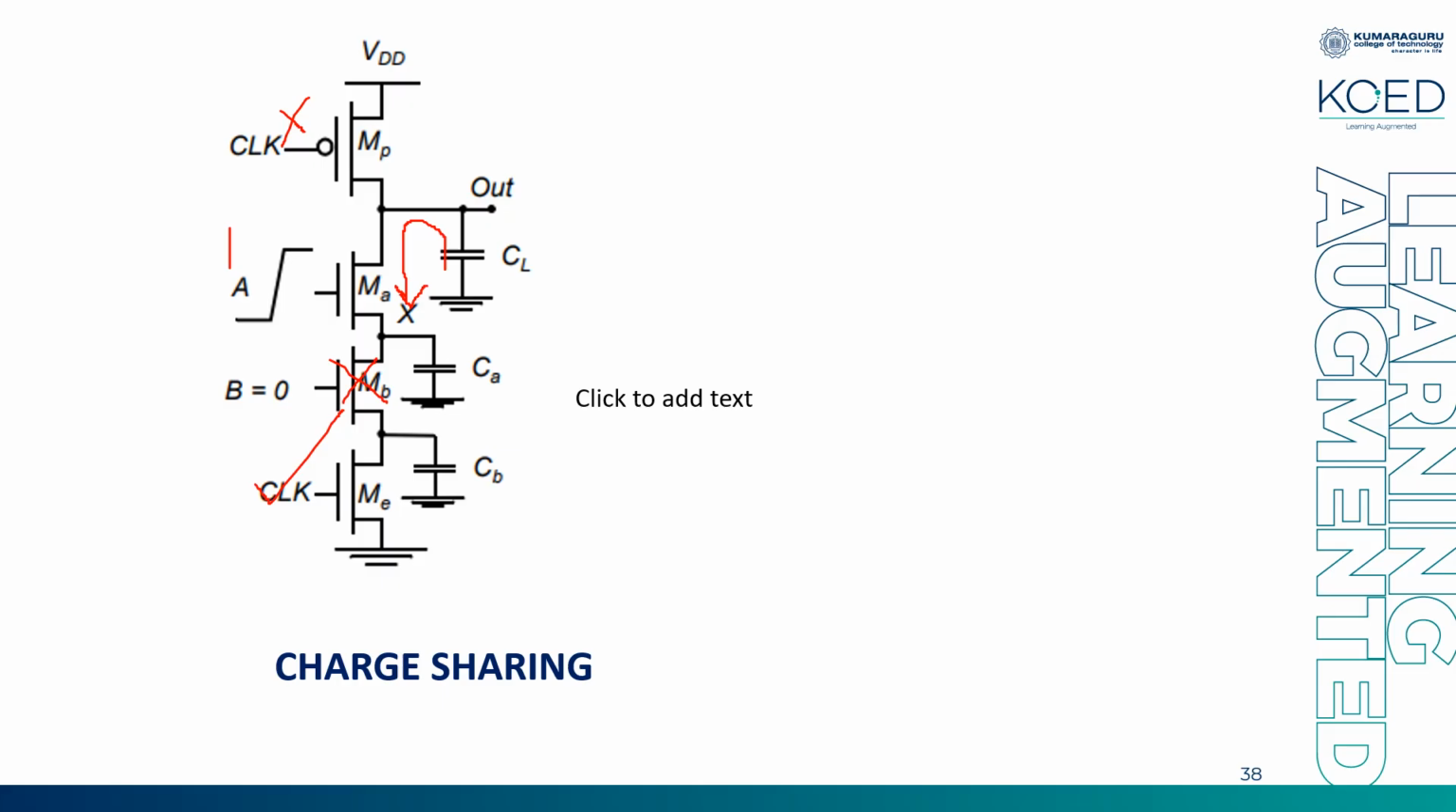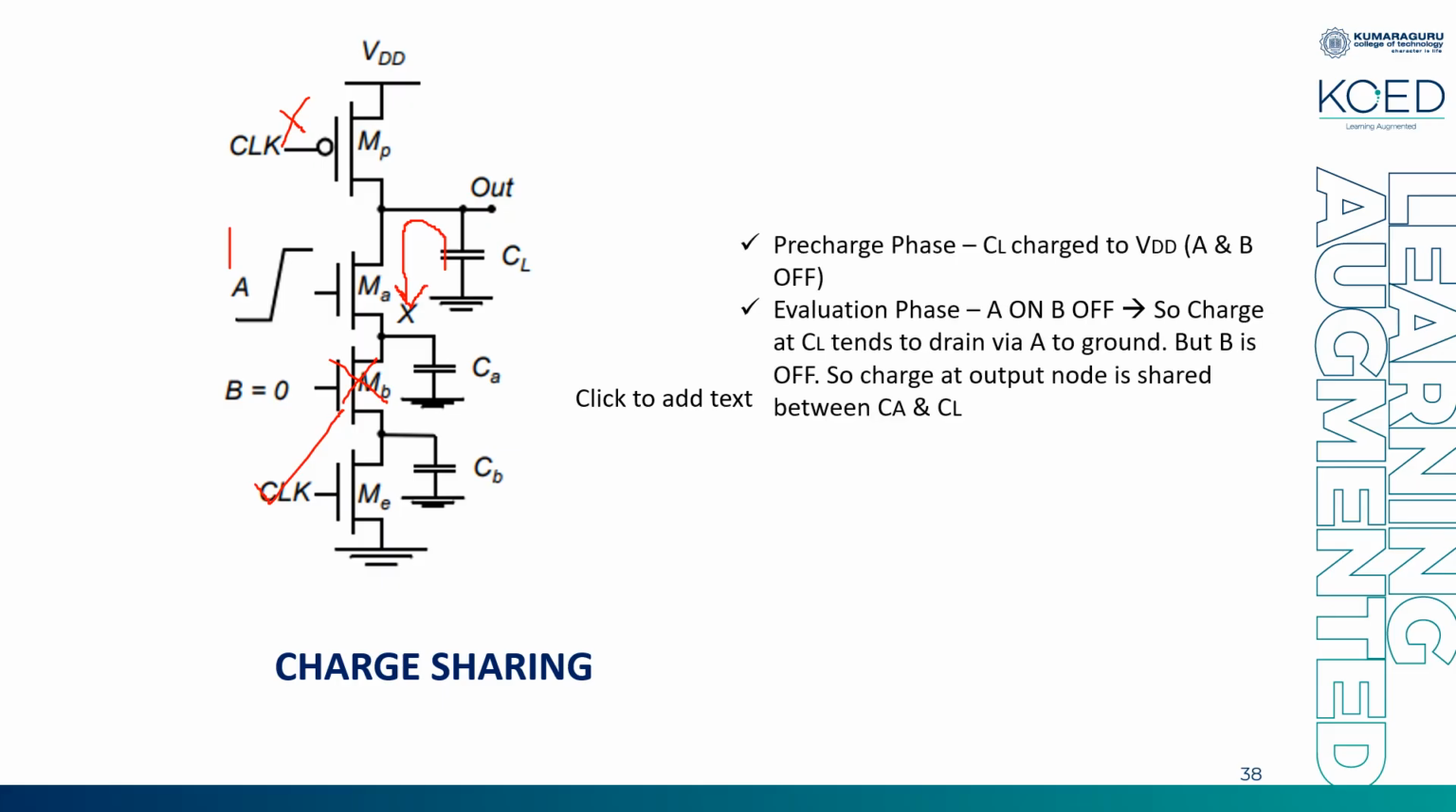Whenever this kind of status occurs, where one NMOS is on and one NMOS is off, there is a problem. If it is 0 at this place and 1 at that place, this problem will not occur, because you don't have a low resistance path from the output node. But when there is a path from the output node to the next node, there will be charge sharing. If this charge is reduced, the proper output will not be obtained for the next evaluation phase. Point number 2, this will not be able to drive the next gate.